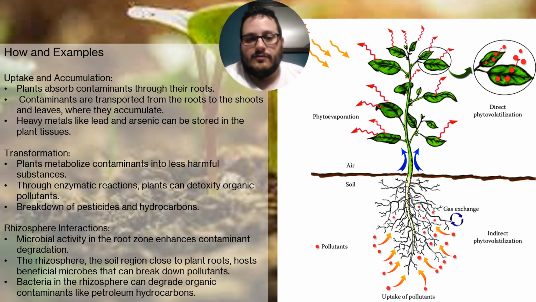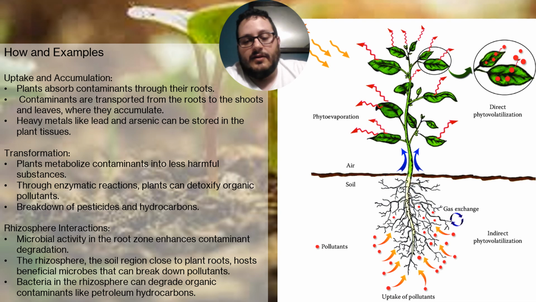Uptake and accumulation, of course, kind of gets into that phytoextraction thing. You're absorbing it either through the roots or sometimes from the air, but usually 9 times out of 10, I'd say it's through the roots. And they typically will store these in the shoots and the leaves, but they can also be stored in the roots in some plants. And typically these are heavy metals like arsenic, lead, in my case nickel, can even be iron depending on the soil.